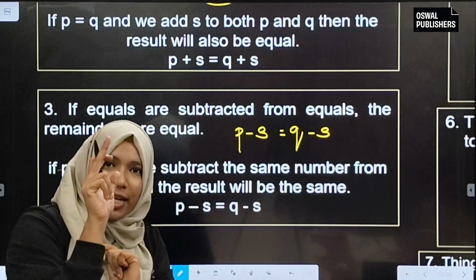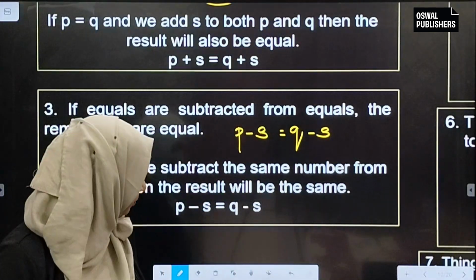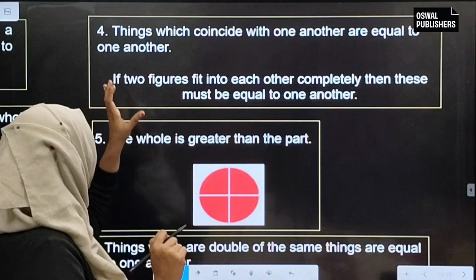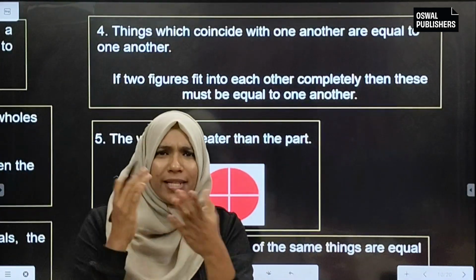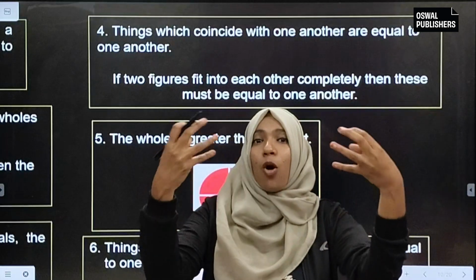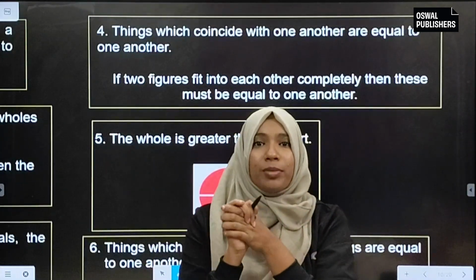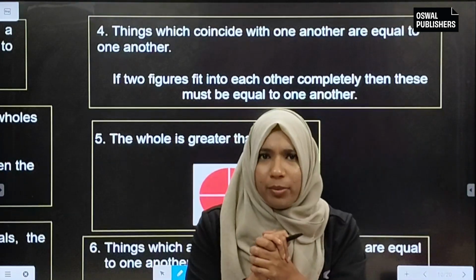So let us move to the next axiom given by Euclid. So the next axiom says that things which coincide with one another are equal to one another. Okay, and what is the meaning of this? അതായത് പരസ്പരം കോയിൻസൈഡ് ചെയ്യുന്ന ഐറ്റംസ്, ഓക്കെ, ആ ഒബ്ജക്ട്സ് എന്ന് പറയുന്നത് എന്താണ്, അവർ രണ്ട് ഈക്വൽ ആയിരിക്കും എന്നാണ് പറയുന്നത്.